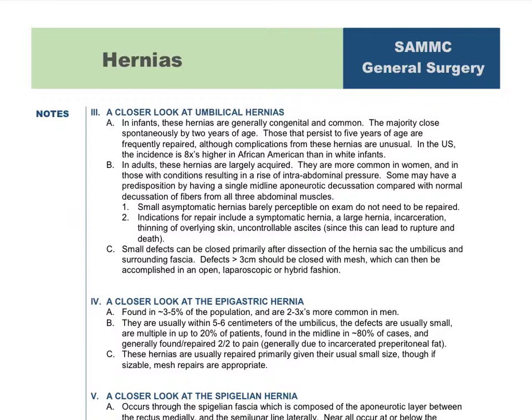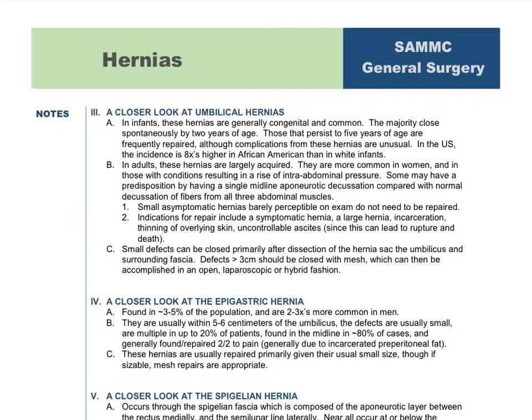In adults, these hernias are not generally seen to be congenital but acquired. They are more common in women and are related to those processes that increase the pressure inside of the abdomen. Somewhat interestingly, for this and also for other ventral hernias to include the epigastric hernia, there are some people that have a predisposition by having a midline decussation that is not quite as robust as it is in most folks.